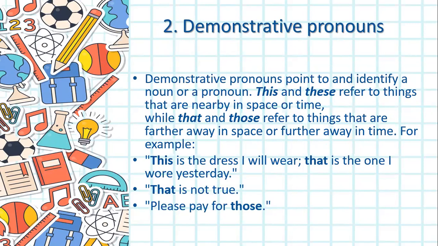This and these refer to the things that are nearby in space or time, while that or those refer to the things that are farther away in space or further away in time. So this means that this, as you know, this and that are used for singular nouns. These and those are used for plural nouns. And if something is nearby you, space or time.